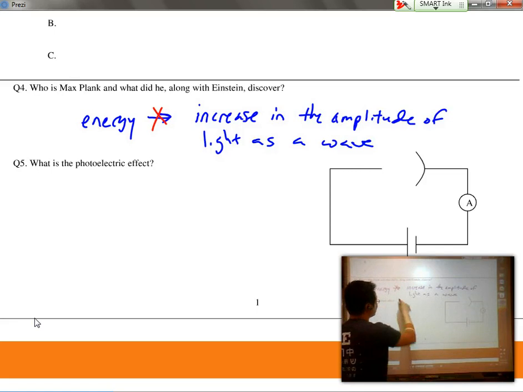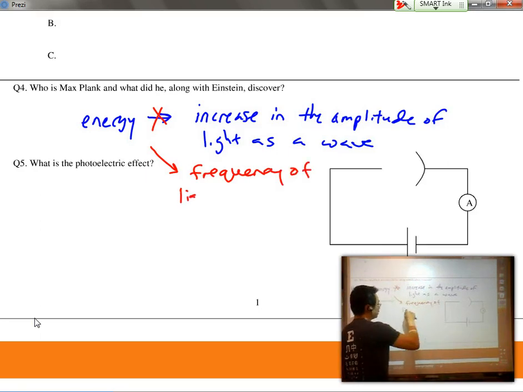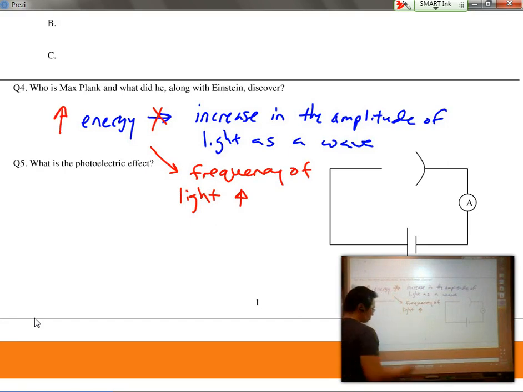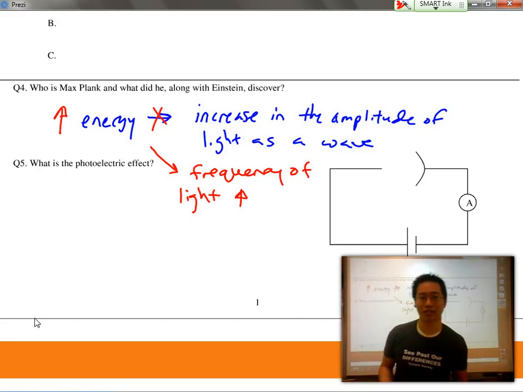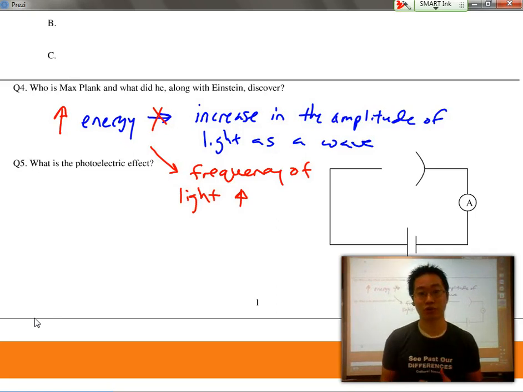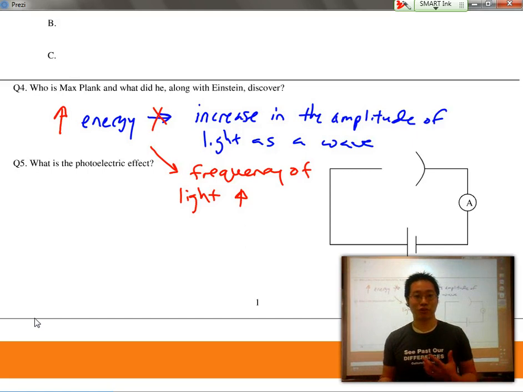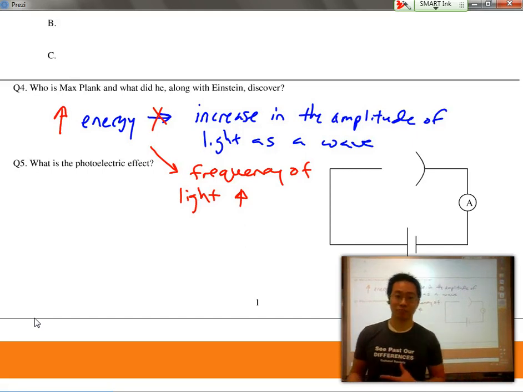Instead, what happened was, as the energy increased, the frequency of light increased as well. Now, this didn't make any sense to Max Planck, and he just stated that energy was based on frequency as a mathematical error of some sort. No one really questioned him at the time because no one really understood what was going on.